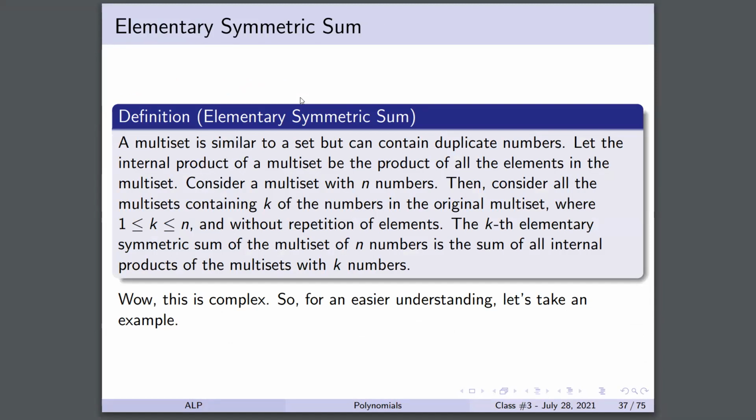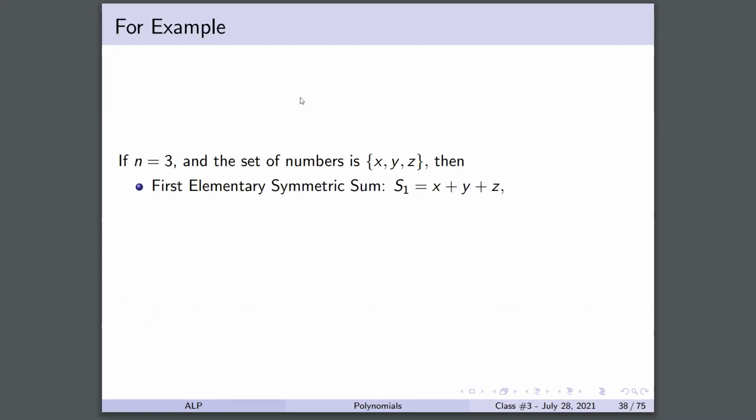The internal product of the multiset is its product. Consider a multiset of n numbers and then consider all the multisets containing k of the numbers. The kth elementary symmetric sum of the multiset of n numbers is the sum of all internal products of the multisets with k numbers. So this definition can actually be very complex. For an easier understanding, we can look at an example.